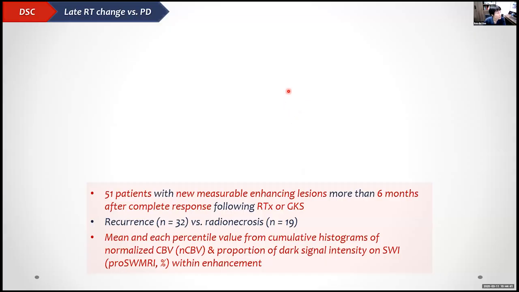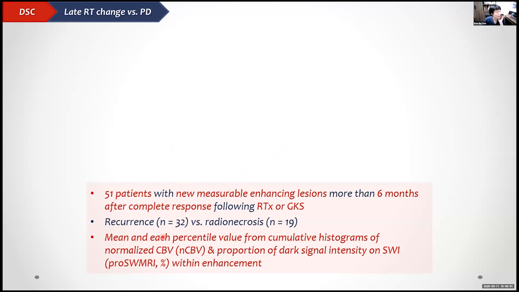And just for the RT change, it can also appear at the late stage of the radiation. For some reason, I do not see the part of the slide, but I'll continue to see what happened.